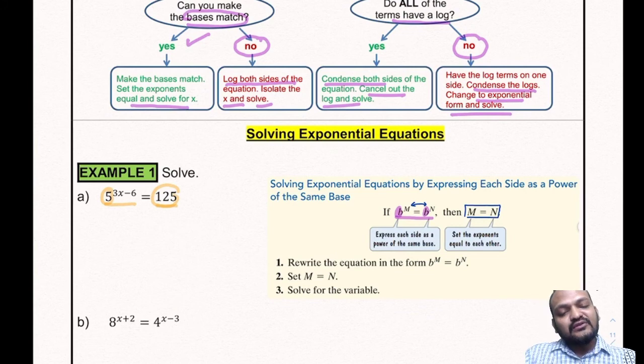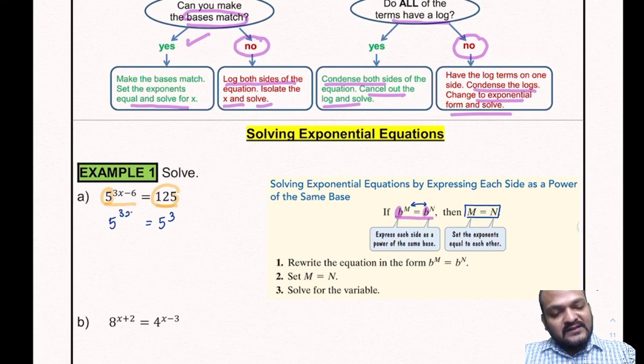So my goal is to see, is there a way that I can convert one of them into another? I cannot convert 5 into 125. That's going to be more complicated, but I can definitely rewrite the 125 in terms of the powers of 5, and that would be 5 cubed, and this is 5 to the 3x minus 6. As you see here, now I have the same base. I have 5 here and I have a 5 there.